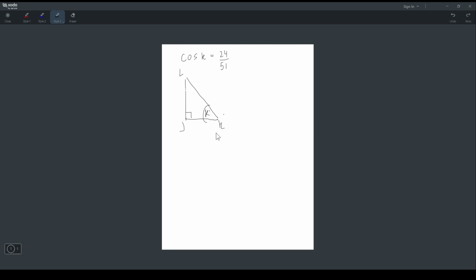Angle K. Oh, I can do it like that. Oh man, I'm wasting so much time. How much precious time. Okay.